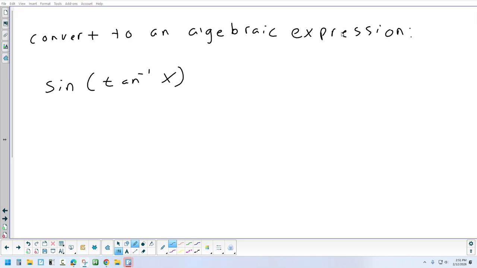Okay, so first question we'll take a look at is looking at an expression that has trig in it and then converting it to an expression without any trig and just algebra. Does anyone remember which trig function we start with? The inside or the outside? Inside. Yep. So we always start with the inside trig function.